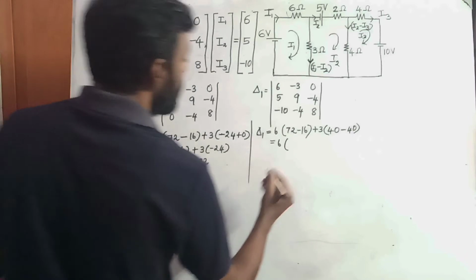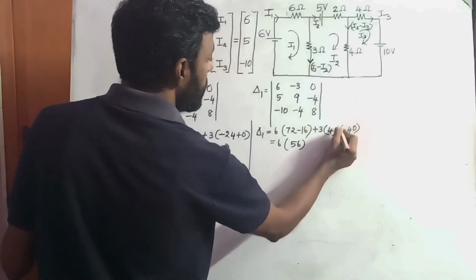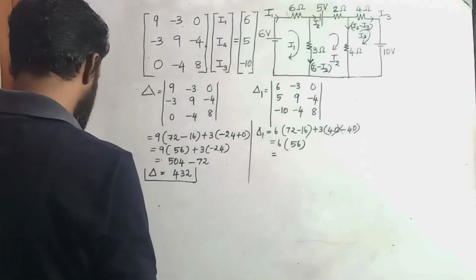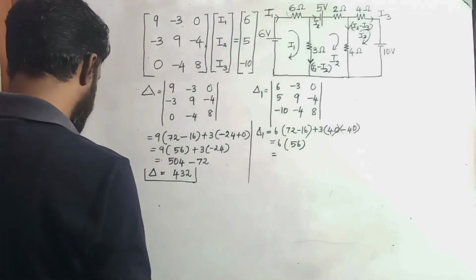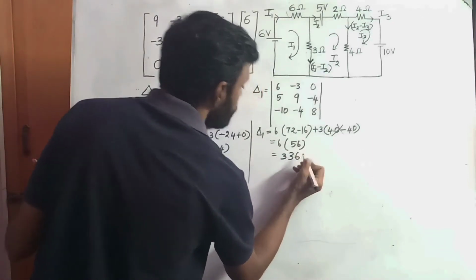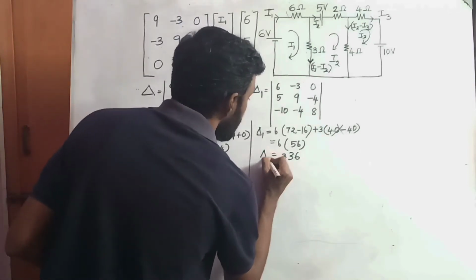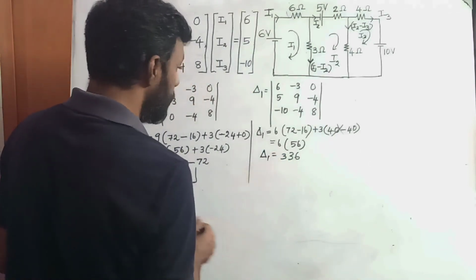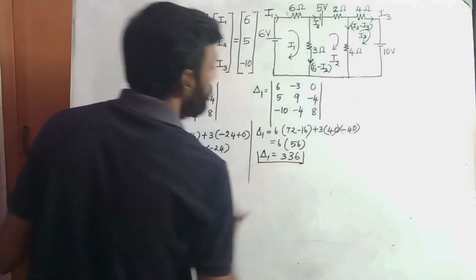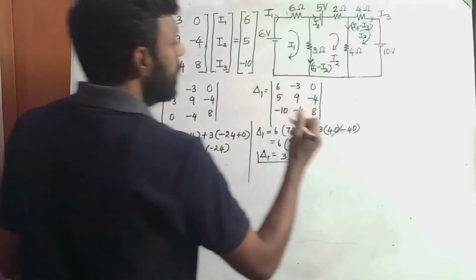So 6 into 72 minus 16. 72 minus 16 is 56, and this term will get cancelled. So 56 into 6 equals 336. That is the value of delta 1. Now we need to find the value of delta 2.